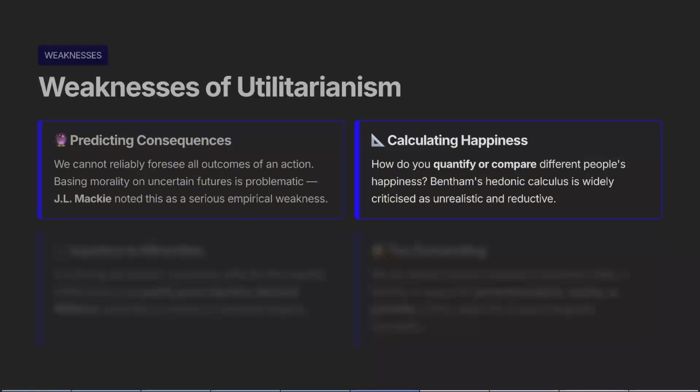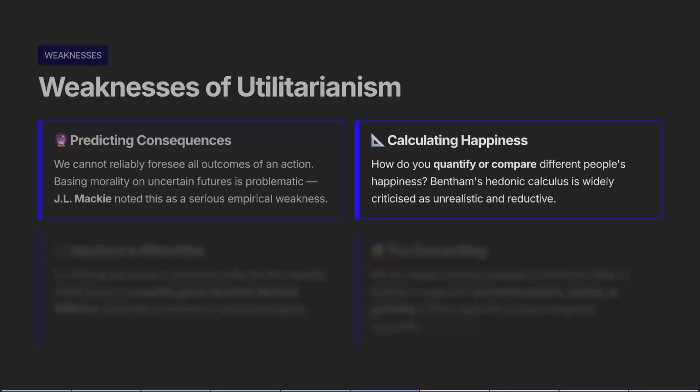Another issue is the calculation problem. Bentham's hedonic calculus that we previously looked at assumes that happiness can be measured and compared, but human experiences of happiness are rather more complex and subjective than this unrealistic and reductive approach. How do you quantify or compare different people's happiness?